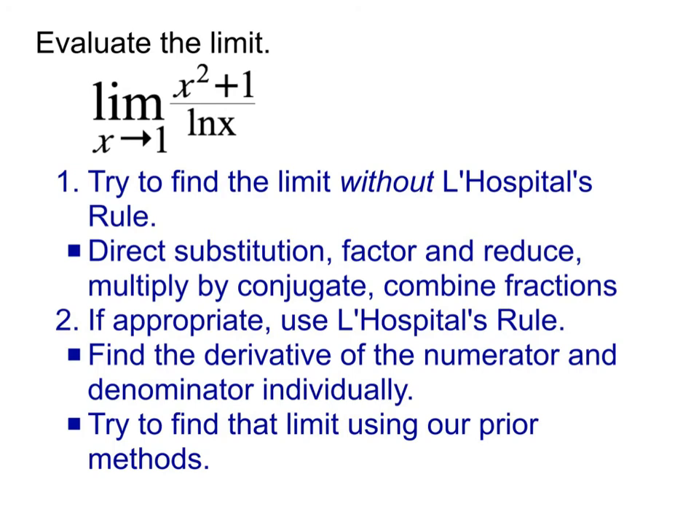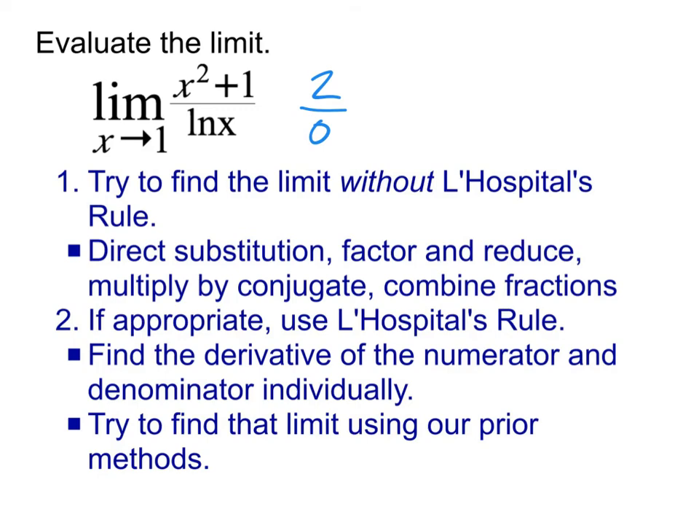All right, so first thing we do is we try to find the limit without using L'Hopital's rule. Direct substitution. So let's try direct substitution. If I just plug the 1 in on the top, 1 squared plus 1 is 2. The natural log of 1 on the bottom is 0. It's 2 over 0. Remember, L'Hopital's rule only works when it's 0 over 0. L'Hopital's rule does not apply here.